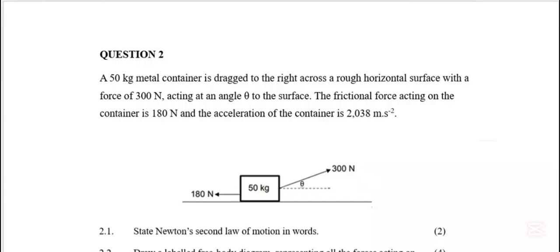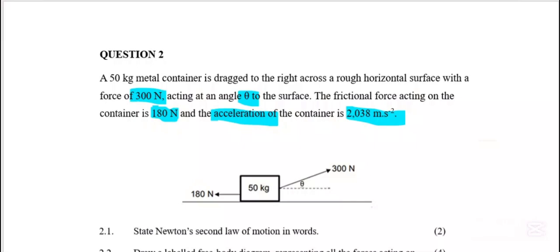Question number kanje. They say: a 50 kg metal container is dragged to the right across a rough horizontal surface with a force of 300 newtons acting at an angle theta. So we don't have the angle. The frictional force acting on the crate is 180 newtons. The acceleration of the container is 2,0838 meters per second squared.